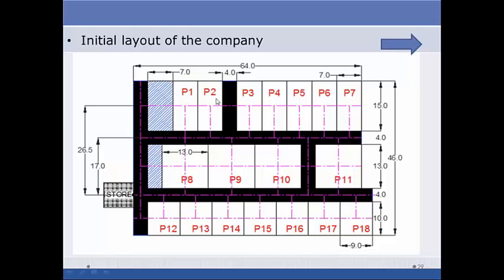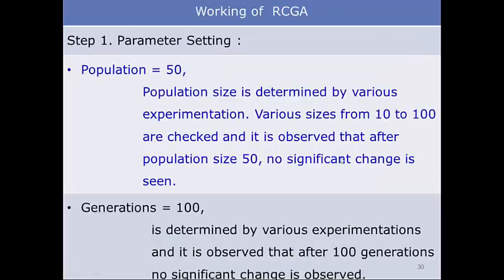The distance between two press tools is shown over here. It is in feet, and this black portion is the aisle. This is the location of the machine. This particular center line shows the center line of the aisle through which the distances are measured. Means rectilinear distances are measured. Coming to the next part, parameter setting.